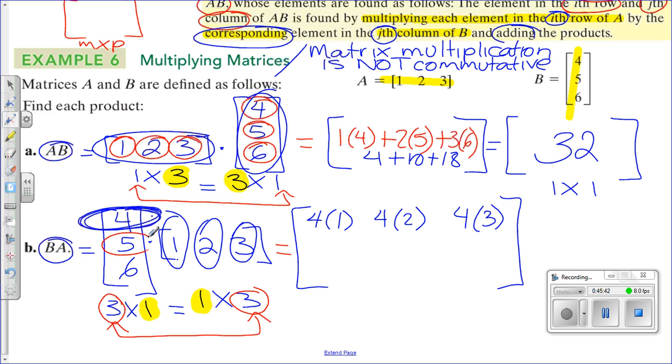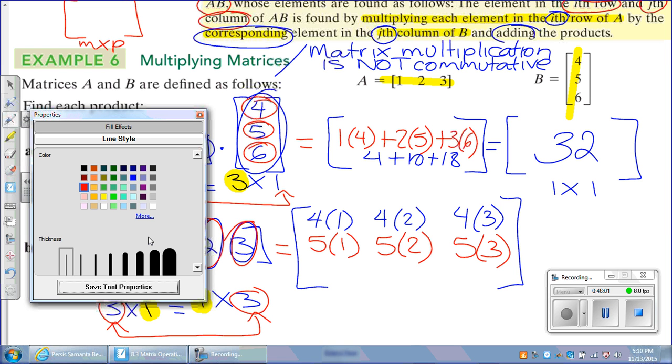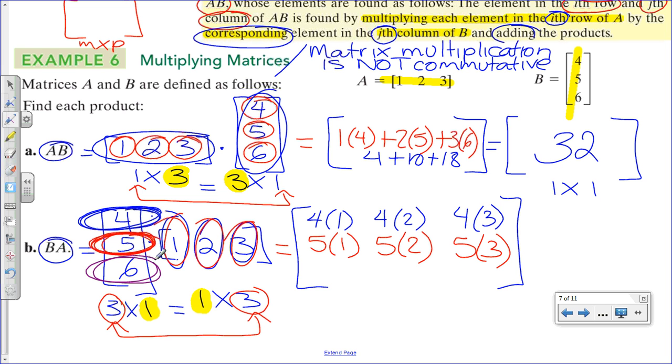Now we're going to move on to 5, the second row. So 5 times the first column. And then 5 times the second column. And then 5 times the third column. And we are done with those first 2 rows. Now let's go ahead and move on to the third row. So the third row here is 6. 6 times the first column. 6 times the second column. And then 6 times the third column.